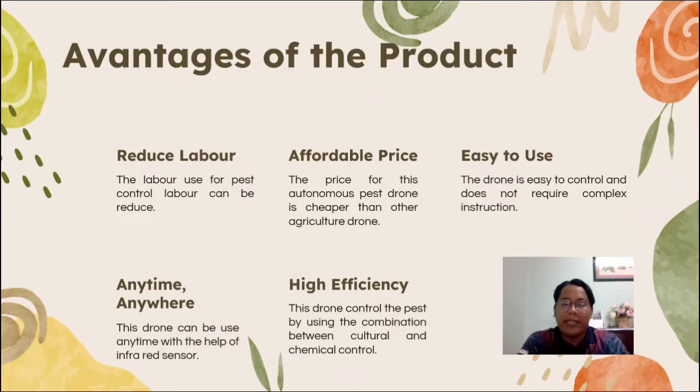The last advantage for this drone is high efficiency. This drone is using a control path of the combination between cultural and chemical control. So this combination can be used to efficiently reduce the population of rats in the oil palm plantation.